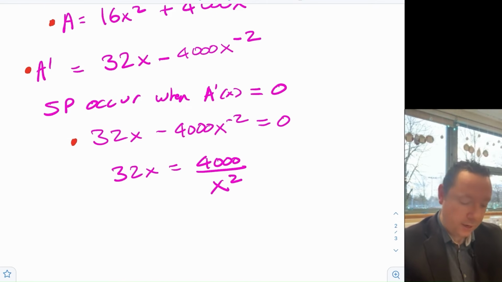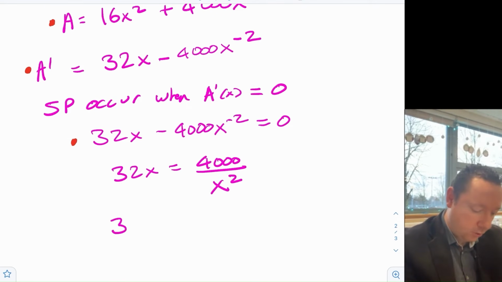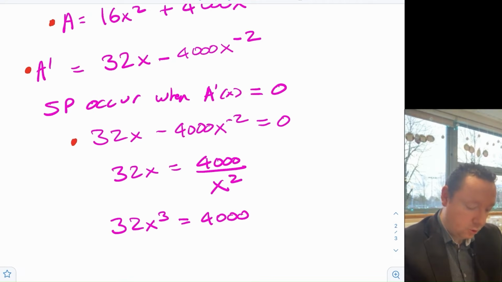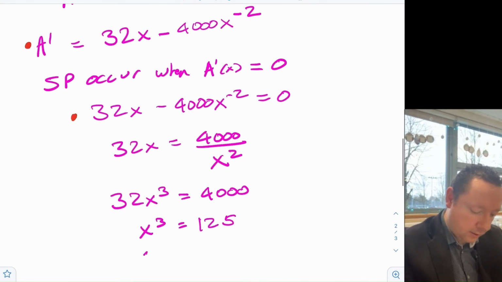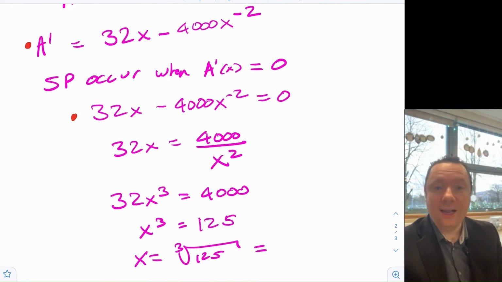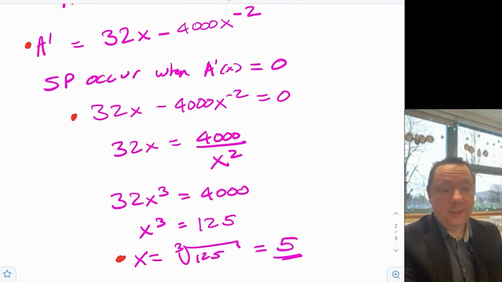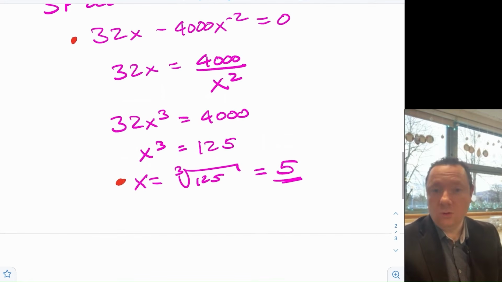So multiplying through by x squared, we get 32x cubed equals 4000. Dividing through by 32, 125. So x is the cube root of 125. There's only one answer to that. It is 5. So we now know that x is 5 is our turning point. But we need to prove and show that that is a minimum. We don't know if it's a minimum or a maximum. So we need to do a table of signs.